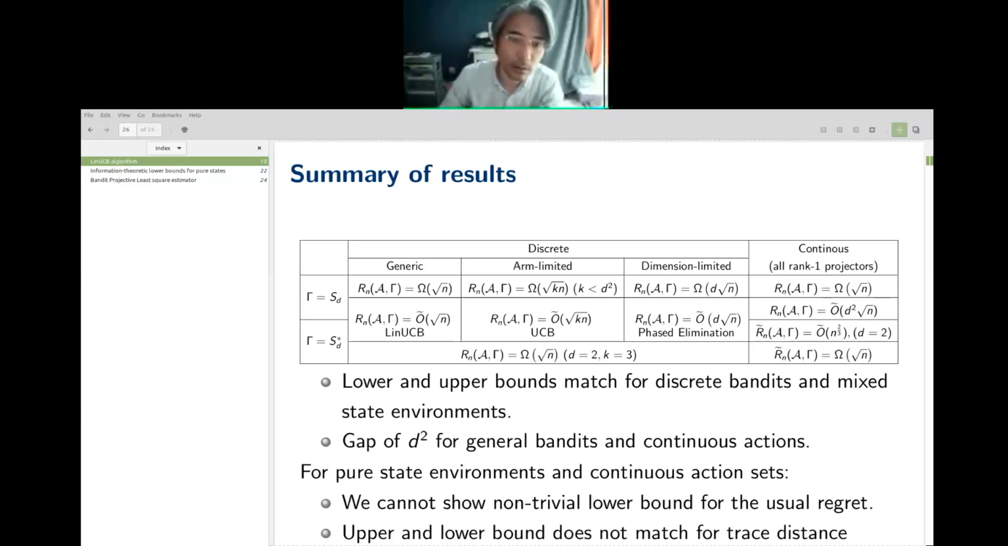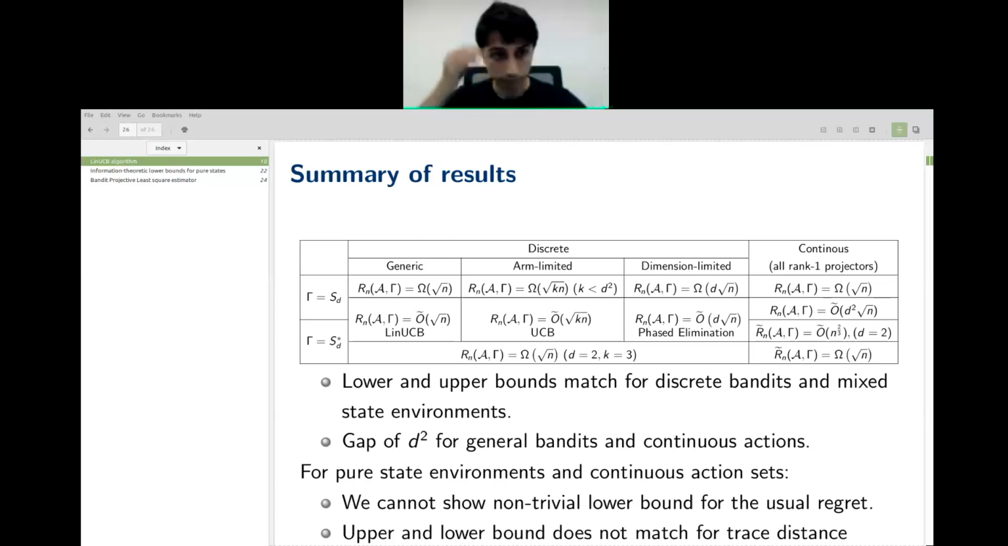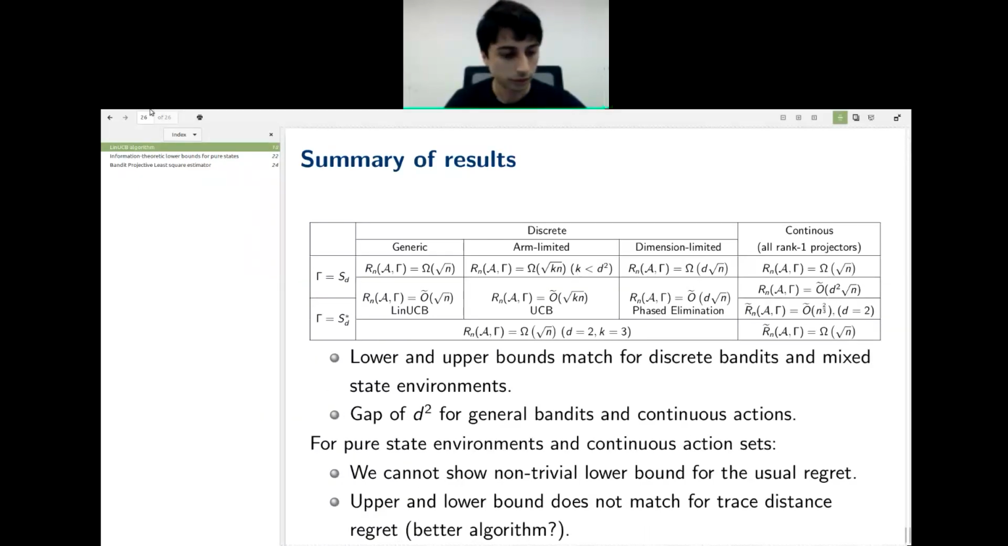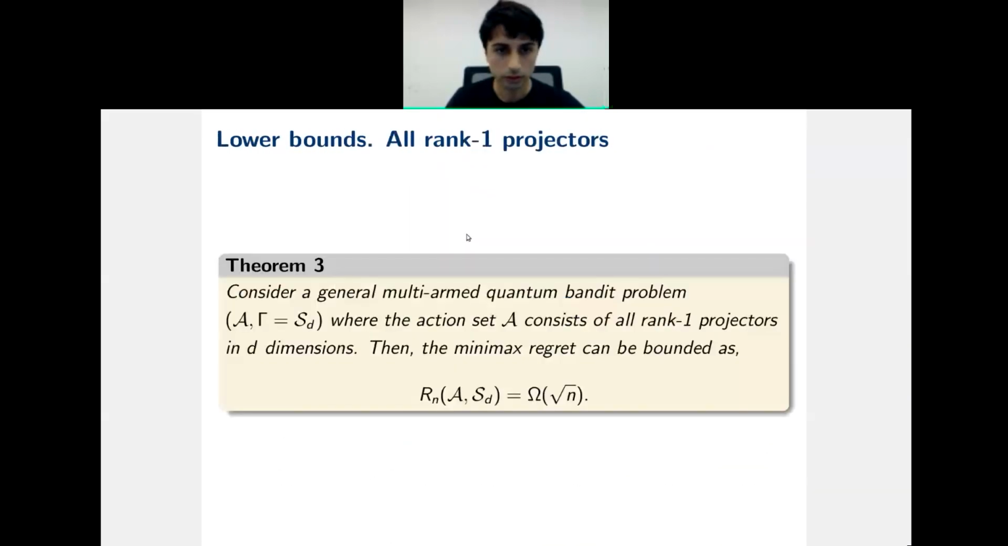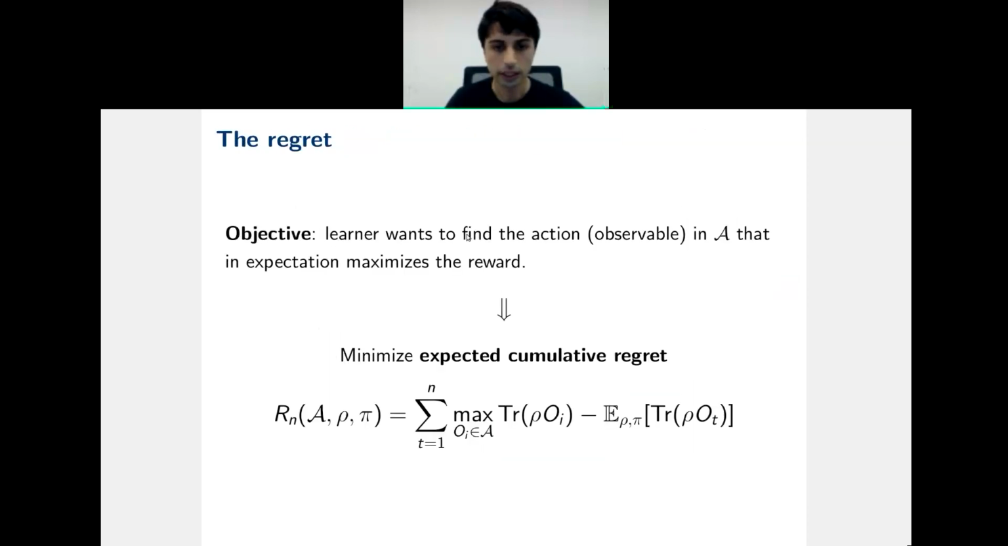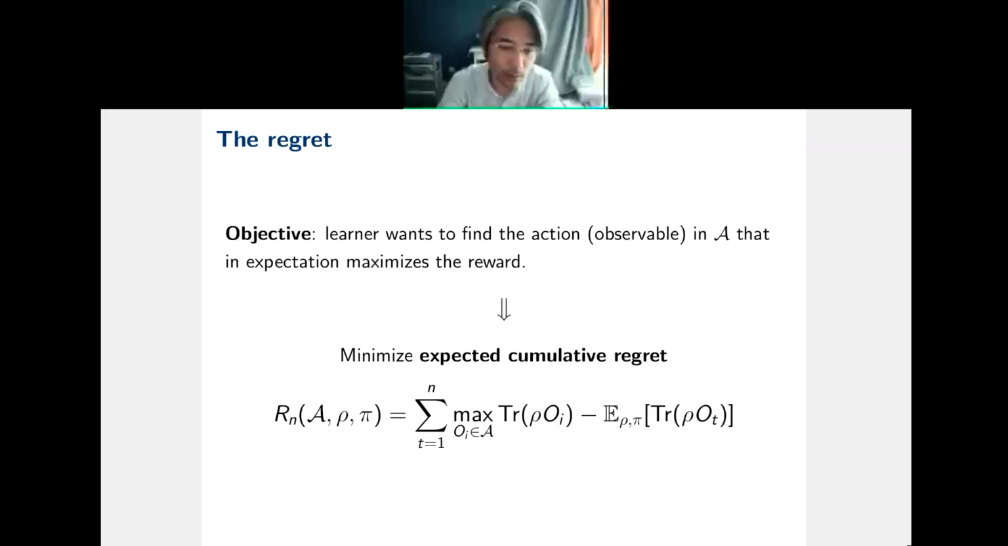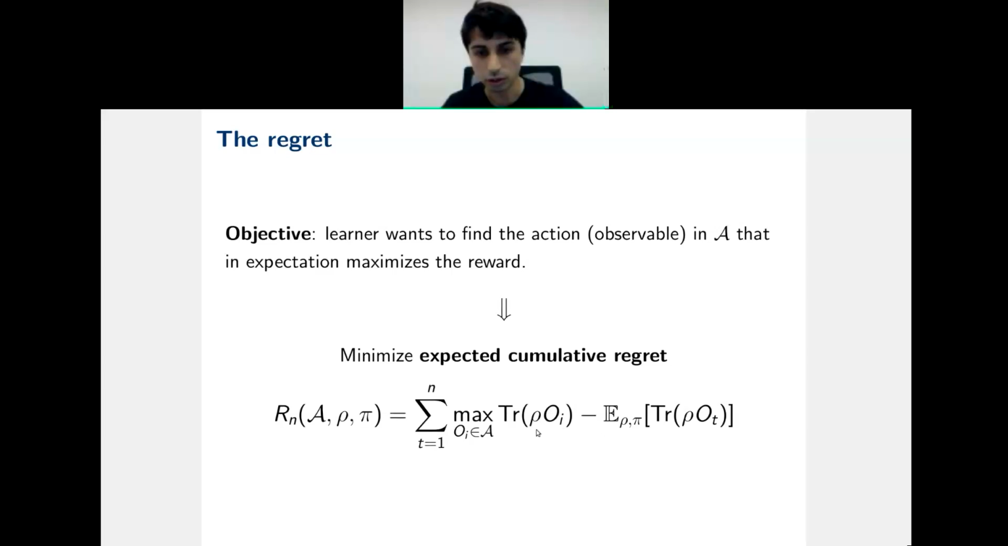Oh, the meaning of the regret. Yeah. Because the thing that you want to do is to, can you see my screen? Okay. Yeah, can you see my screen now? Yes, sir. Yeah.